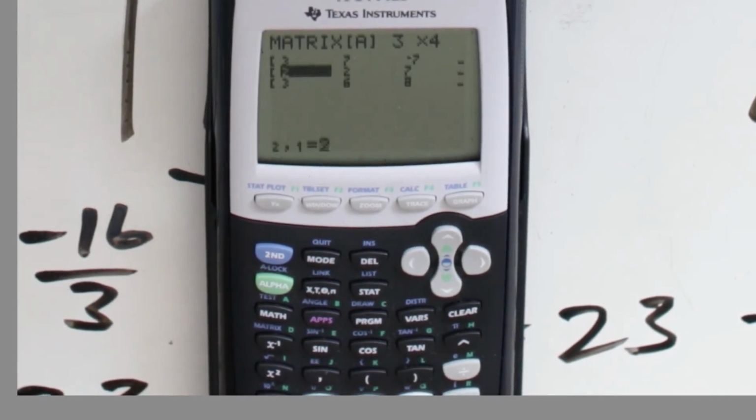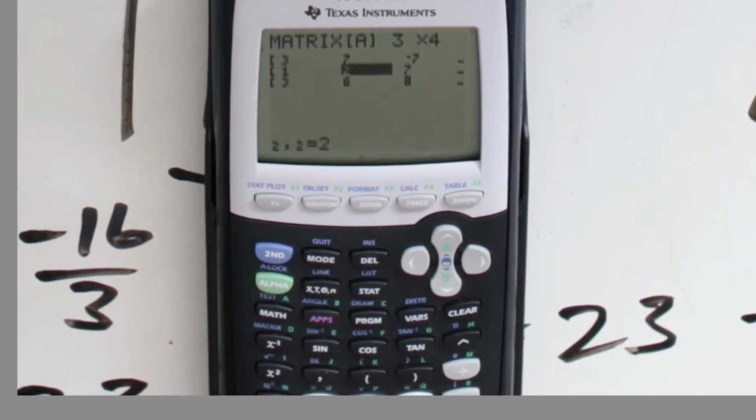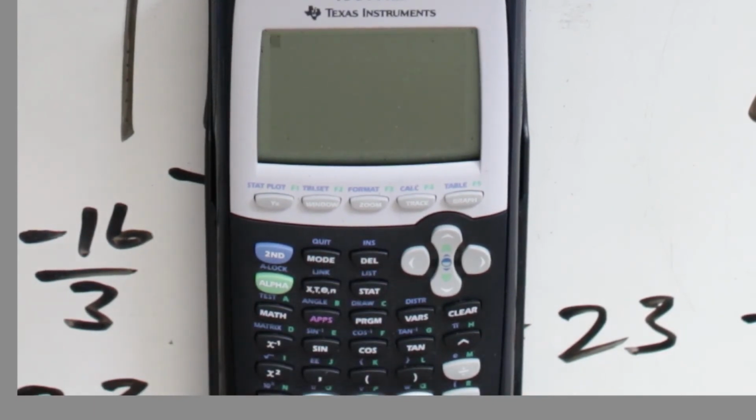This guy is going to be 1. Whoop, hang on. It's going to be 1, 2, -3, and -13. And then this is going to be 5, 6, 1, and 35. Okay. Wow. It's a lot. All right, so quit out. Go back to the home screen.